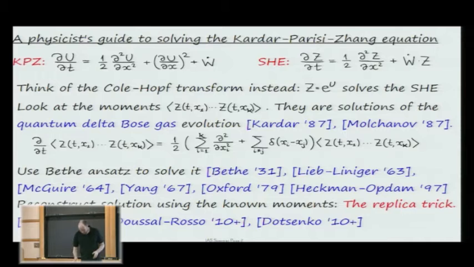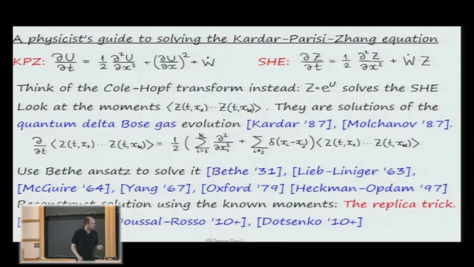So the KPZ equation is this object here. It's this model of random interface growth in 1+1 dimension. The first step in this study is to exponentiate it, which is to say just study the stochastic heat equation, this being a perfectly well-posed stochastic PDE.